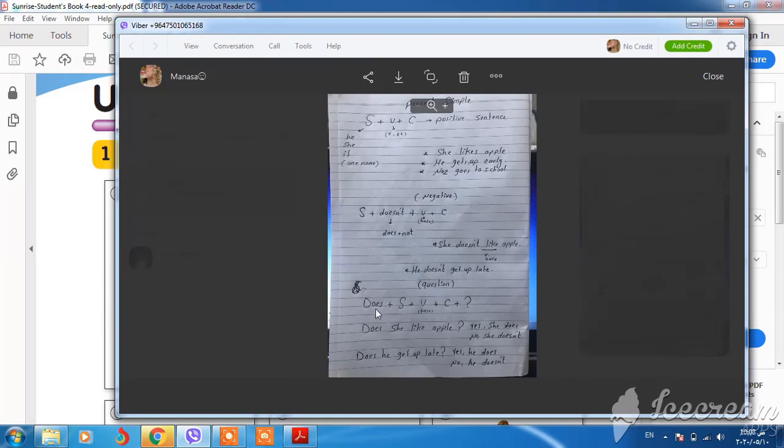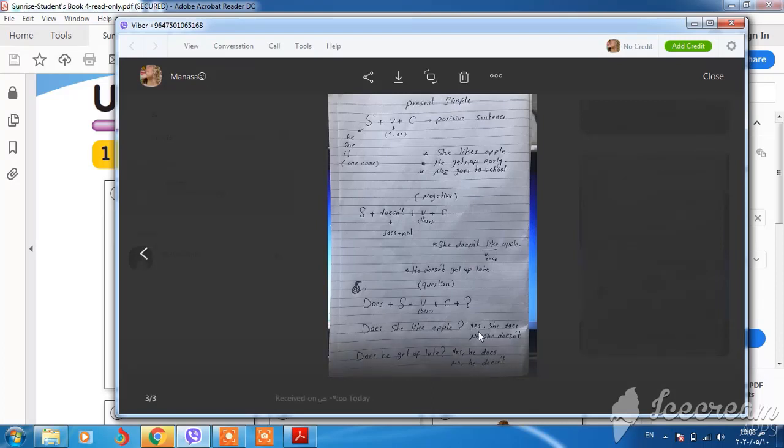For question, we put does at the beginning of the sentence. Does plus subject, verb base also, complement, and question mark. Please don't forget question mark. Okay, does she like apple? Does she like apple? Look, we have does, we have subject, and we have verb base also, and we have complement, and we have question mark.